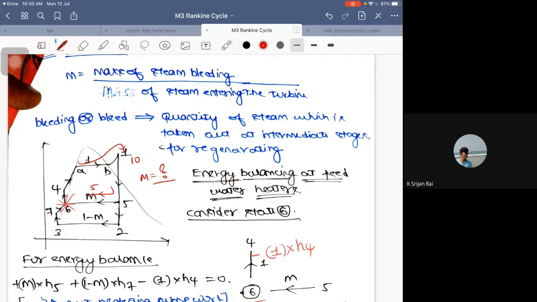How do you calculate the value of M? M is the ratio of mass of steam bleeded divided by mass of steam entering the turbine. Now I am saying the mass of steam entering the turbine is 10 and the mass of steam which is bleeded, taken out, is 5. So what is the value of M here? Guys, I need a response. First of all, are you able to hear me?